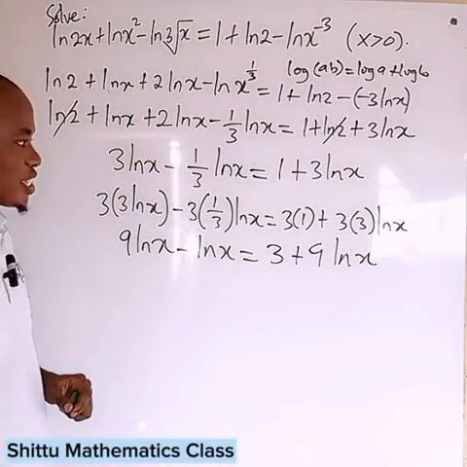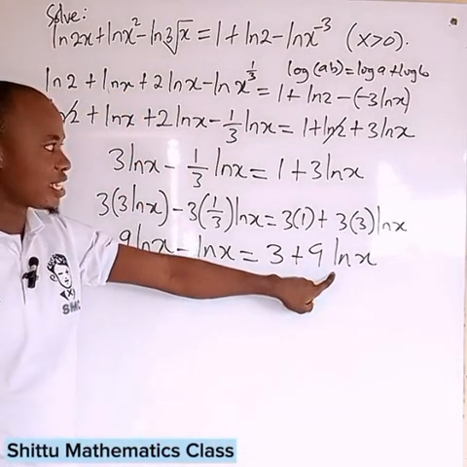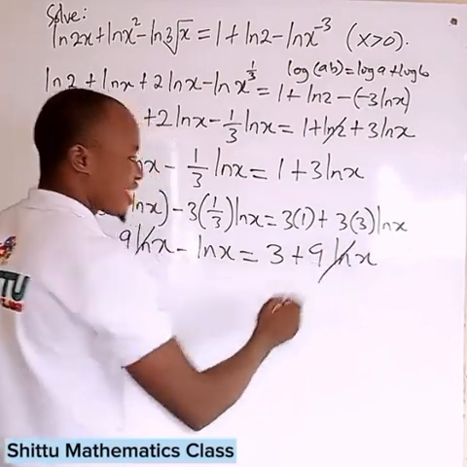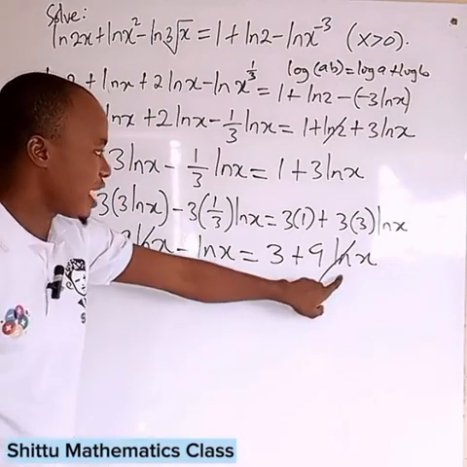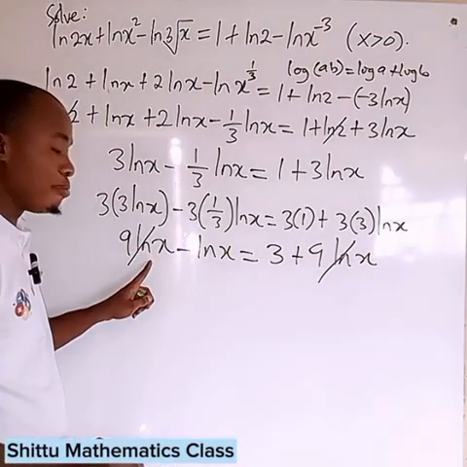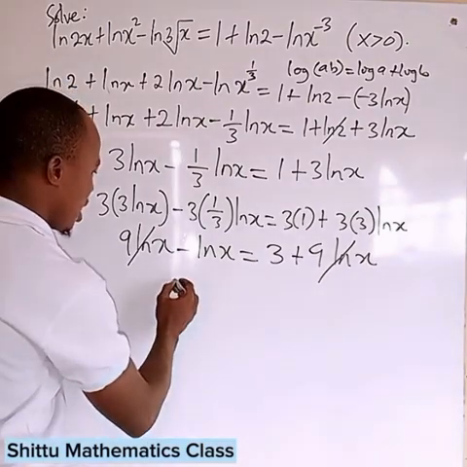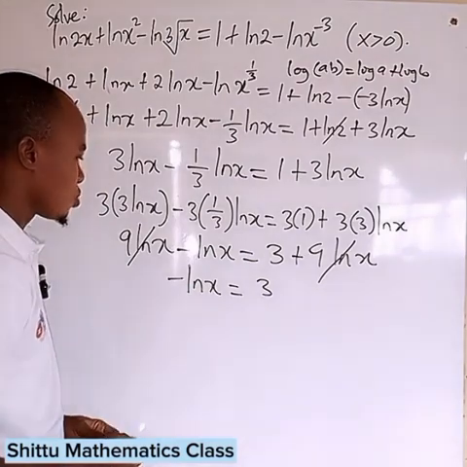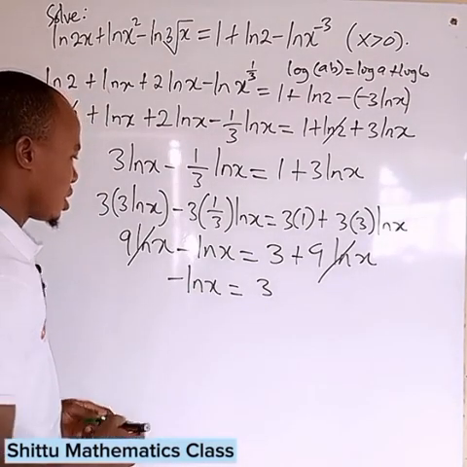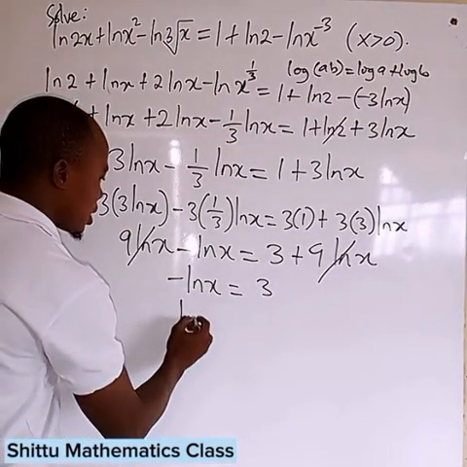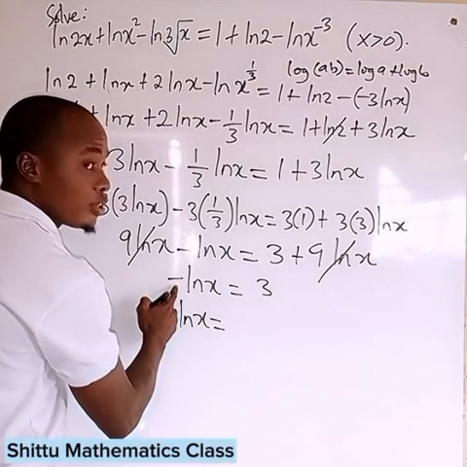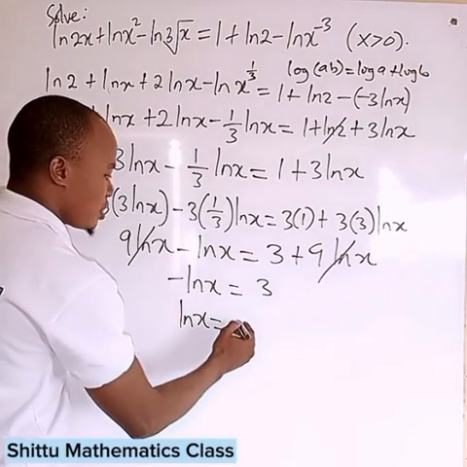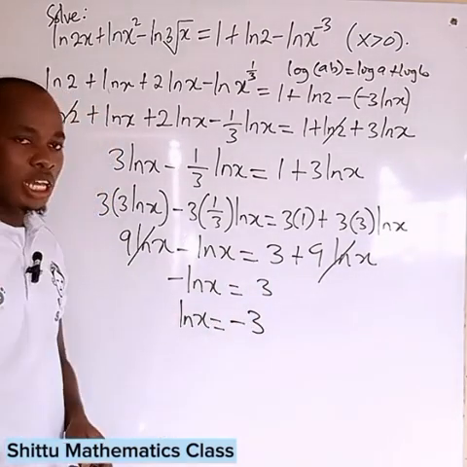So now from here, what do you think? You can see I have 9 ln x here and also 9 ln x there. So it means this and this we cancel out, because if I take this to this side, I'm going to be having minus. So therefore from here I have minus ln x equals 3. So now what are we going to do here? I can have this to be ln x equals, because of this minus, if I divide through by negative, I'm going to be having minus 3. Am I doing the right thing?